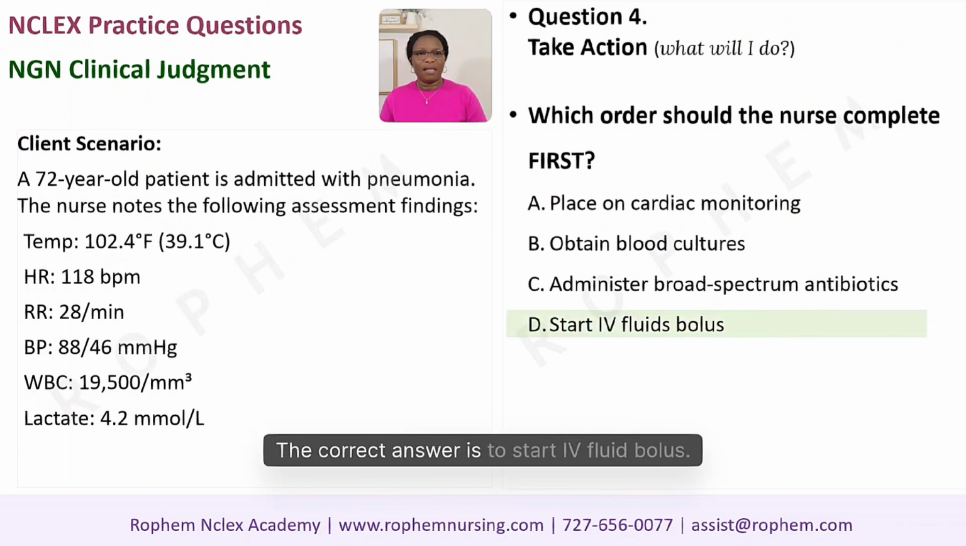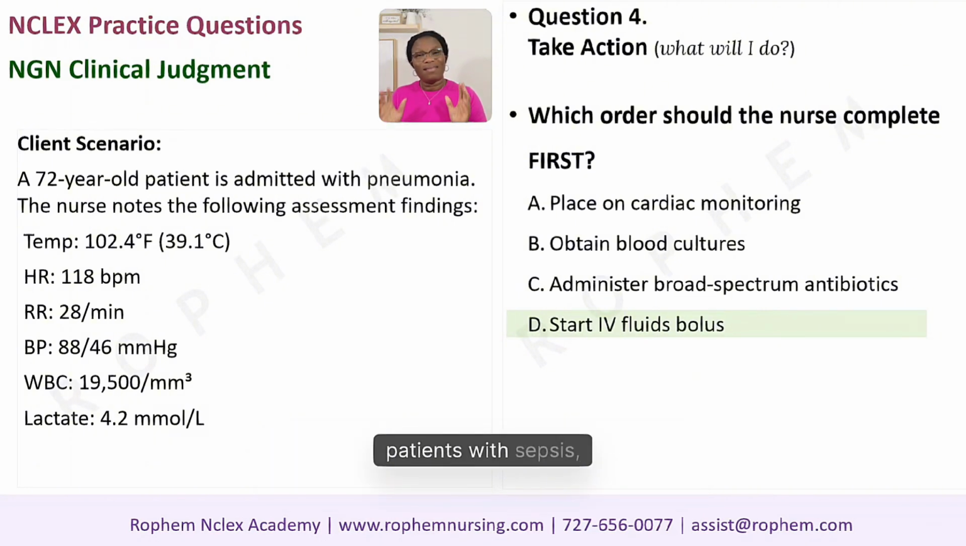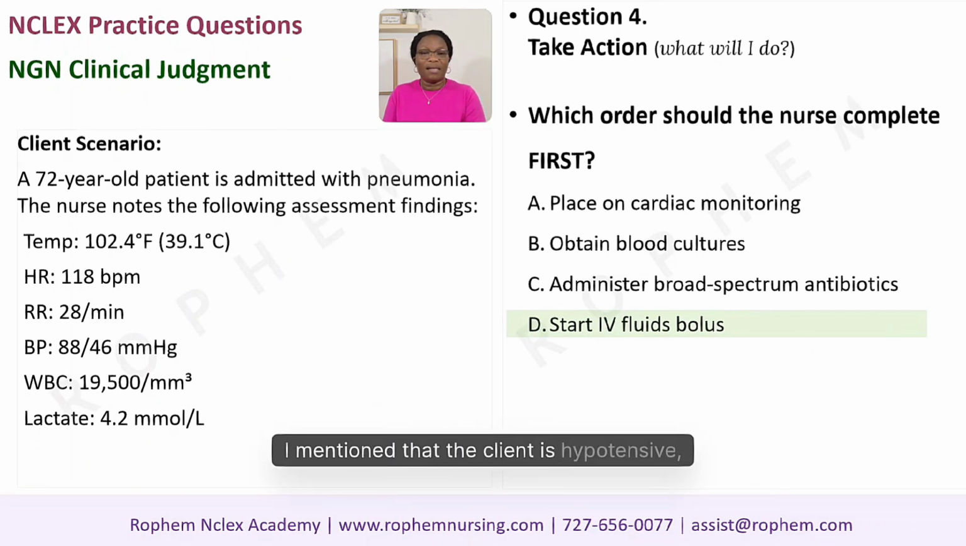The correct answer is to start IV fluid bolus. Here is the reason why. In the treatment of a patient with sepsis, this is extremely important. In the previous question, I mentioned that the client is hypotensive. That's very important. So that means fluid resuscitation is super important, and it is the first order to complete because we need to restore blood volume and correct severe fluid loss and vasodilation. IV fluid for this patient will increase cardiac output and will allow vital organs to get oxygen supply. This is needed to prevent tissue damage and organ failure.